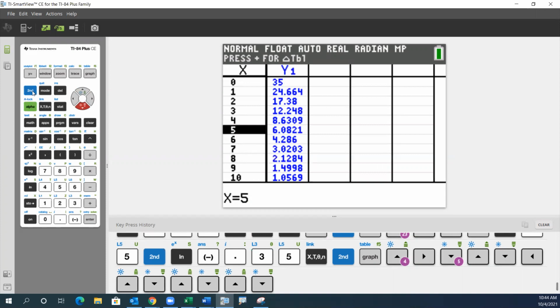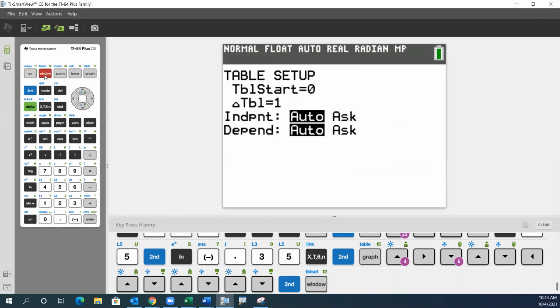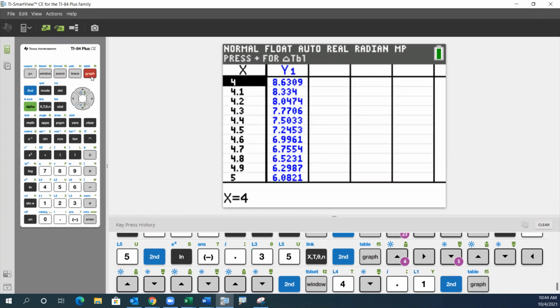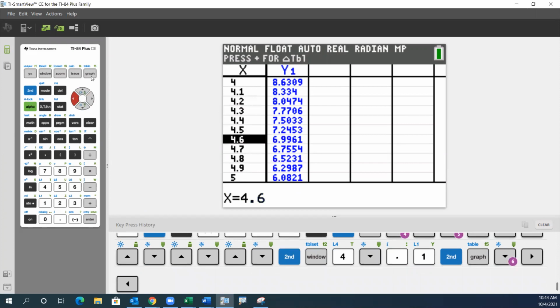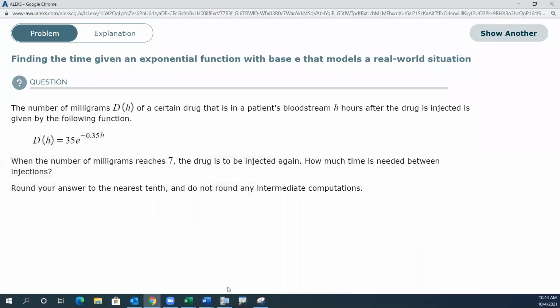We could say, let's start at hour number 4 and go up 1/10 of an hour at a time. And then, when do we get to 7? We get to 7 at about 4.6 hours. So basically about every 4.5 hours, give them another injection. Now, that is probably not the way that the author wanted me to do it, but that's okay.